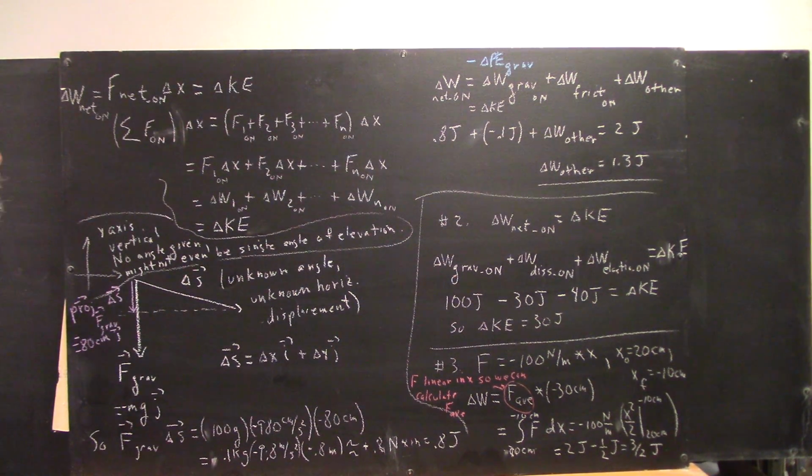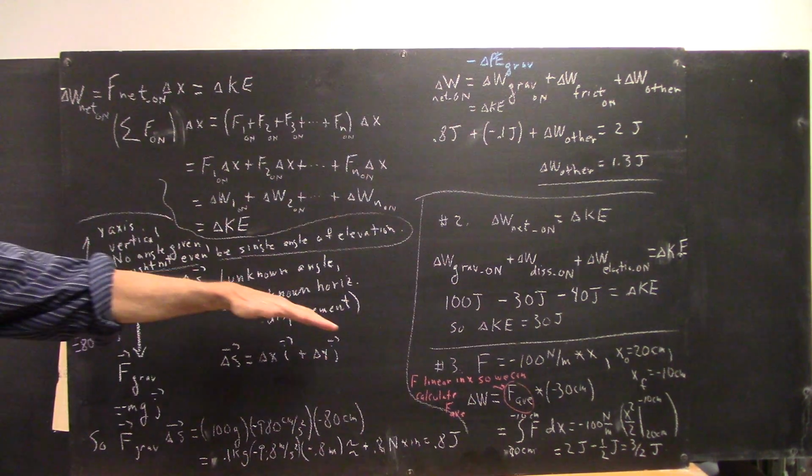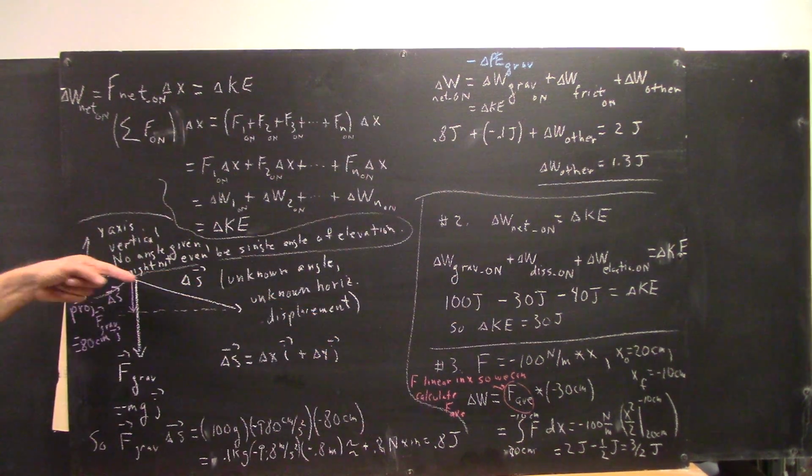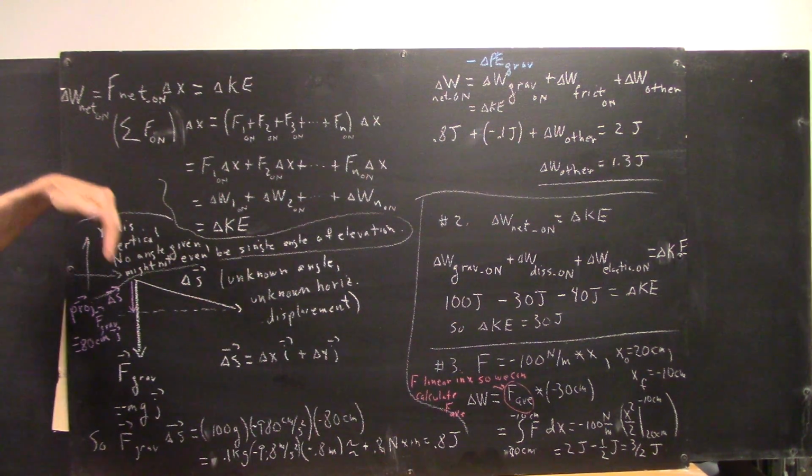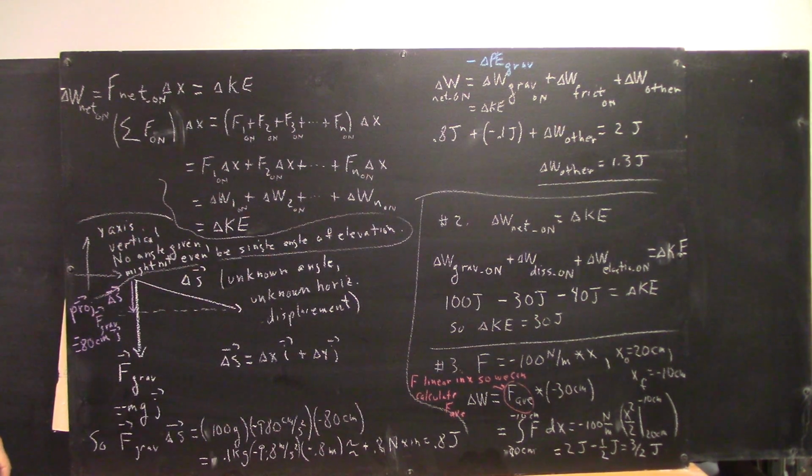Now the first problem involved an object, mass 100 grams, that moves along an incline. Now the only information you were given is that as it moves along the incline from the start to the finish, its vertical position decreases by 80 centimeters.